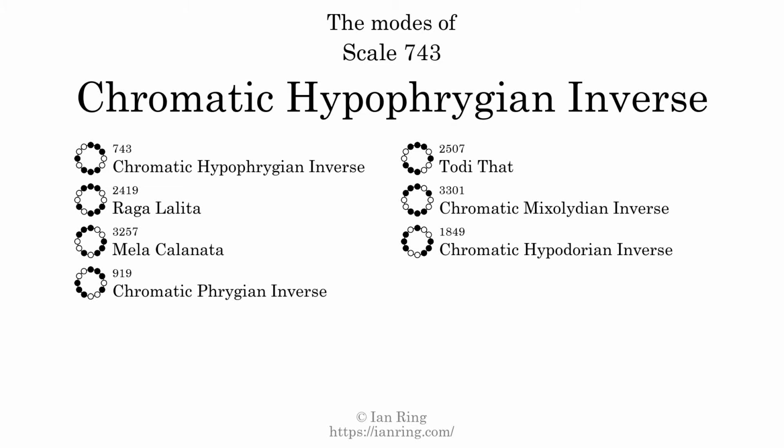The seventh and last mode is scale 1849, also known as Chromatic Hypodorian Inverse. It sounds like this.